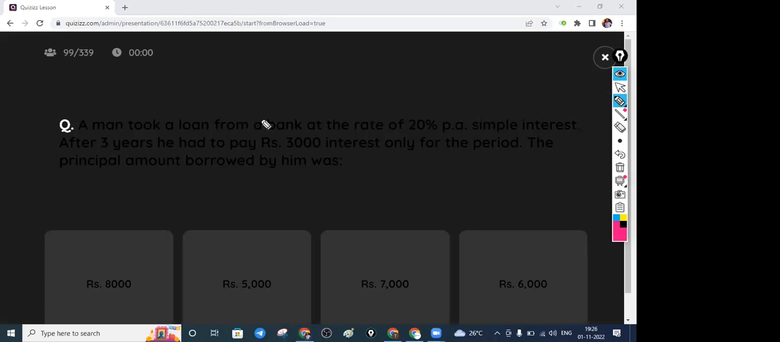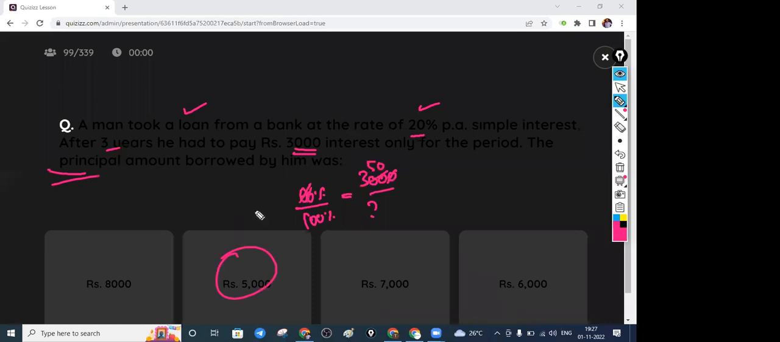I'll teach the question again. See, the loan principal is not given. 20% is the rate of interest for 3 years. So for 3 years, how much will it be? 60%. 60% is the interest, 3,000. What is the principal amount is the question. 100% will be how much? Very easy question. You get 50 into 100. 5,000 is the right answer.